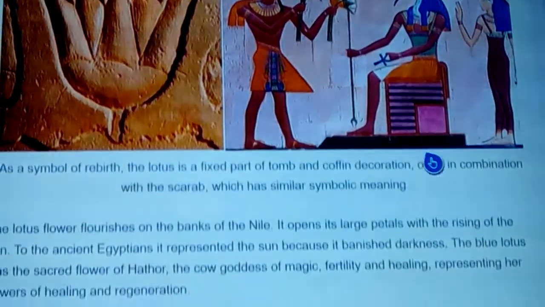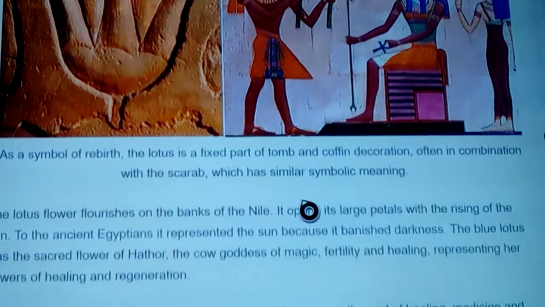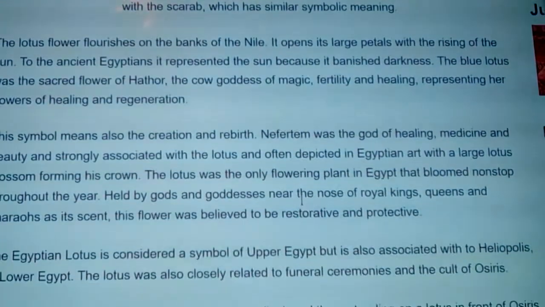So as a symbol of rebirth, the lotus is a fixed part of tomb and coffin decorations, often in combinations with the scarab, which we'll talk about at the end, which has similar symbolic meanings. The lotus flower flourishes on the banks of the Nile. It opens its large petals with the rising of the sun. To the ancient Egyptians, it represented the sun because it banished darkness. So it as a sun or a flower opening signified the day opening. And you know how flowers go to sleep at night and then bloom back in the morning. Well, it did this, and there being in a Mediterranean place, they lasted all year.